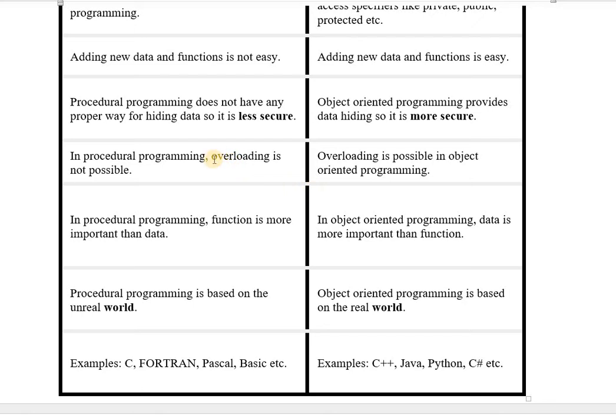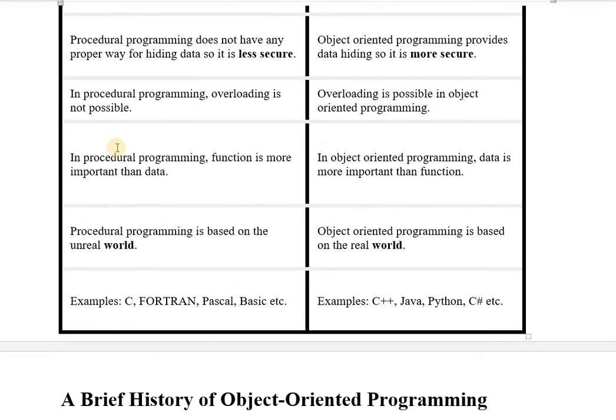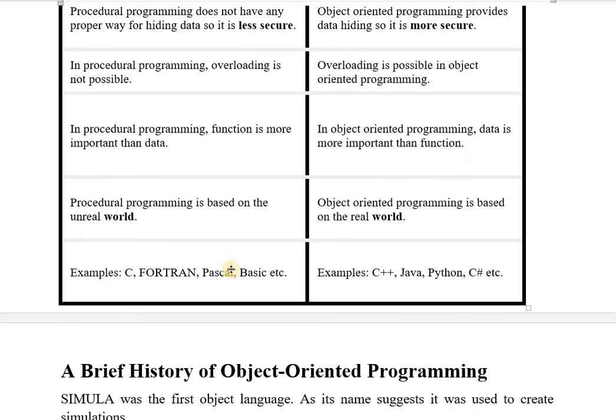So if you write same name functions multiple times, the compiler will not be able to distinguish among the various function definitions, whereas overloading is very much possible in object oriented programming. Functions have more focus rather than the data, and in object oriented programming data is more important than functions.